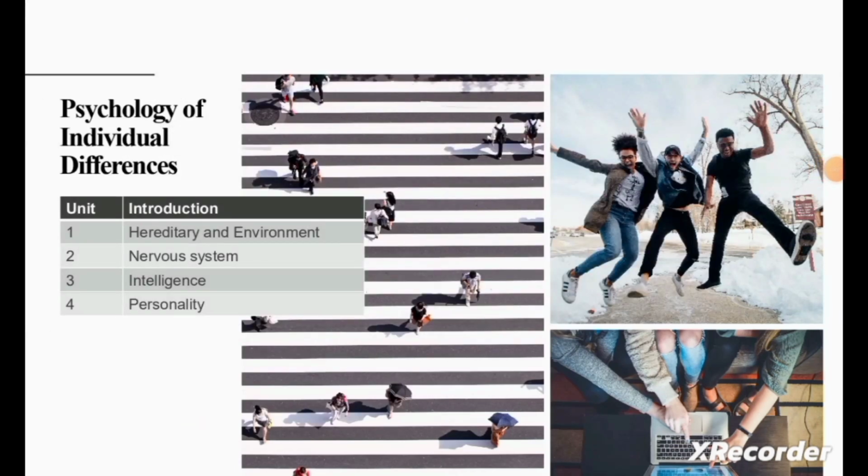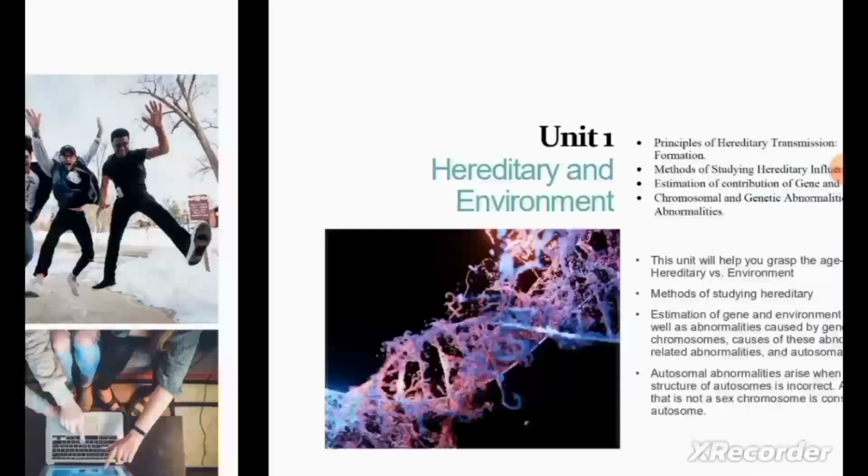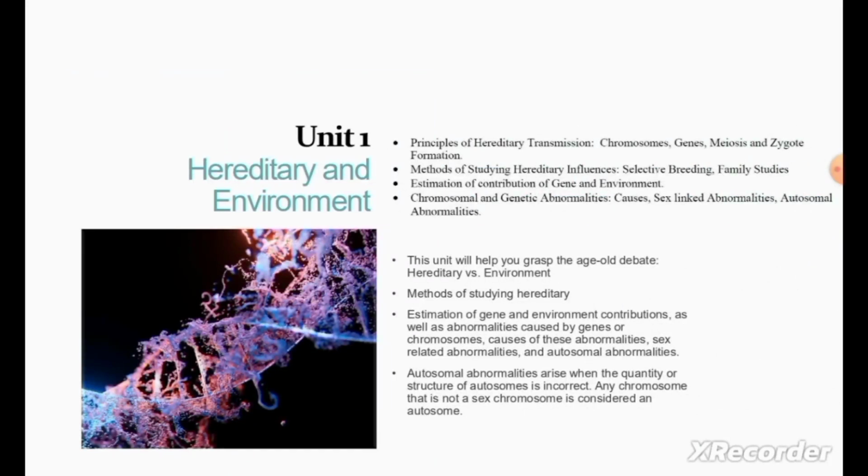Coming to paper 2 of your semester 1, Psychology of Individual Differences. It again has 4 units. Unit 1, Heredity and Environment, 2, Nervous System, 3, Intelligence and 4, Personality. Unit 1, Heredity and Environment.